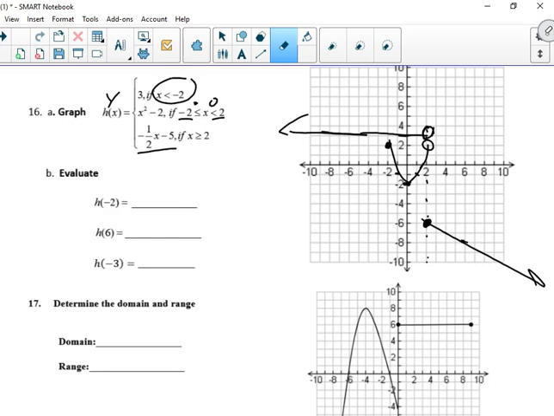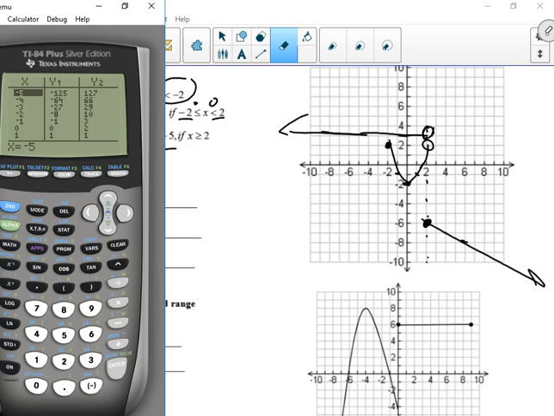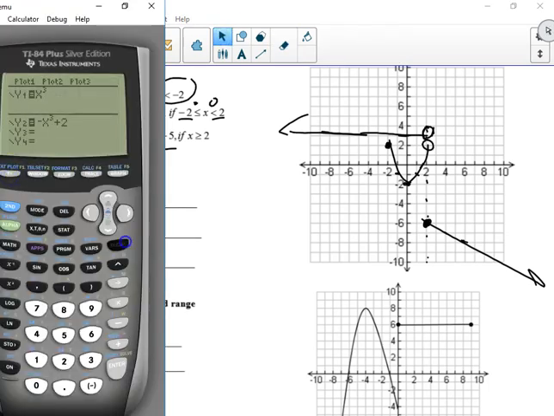Now, that's one way to do it. That's a longer way to do it. The somewhat easier way, I believe, is go to y equals, clear out what you got. Now, put in y equals 3. Okay? But then use your table and say, I want everything less than 2.